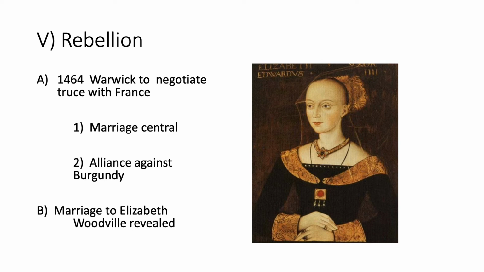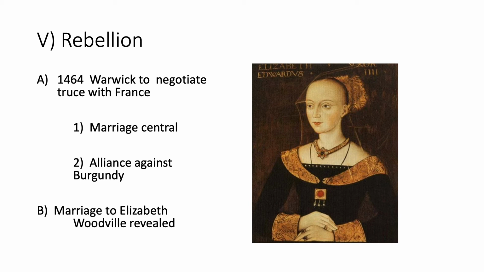The central piece to this truce that Warwick negotiates, a huge coup for him in persuading the French to go along with this, is the marriage of a daughter of the royal family of France to Edward IV. When Warwick returns, he reveals his victory to Edward. He tells him about this proposed marriage. And this is when Edward is forced to reveal that for the past few months, he has secretly been married to this woman here, Elizabeth Woodville.